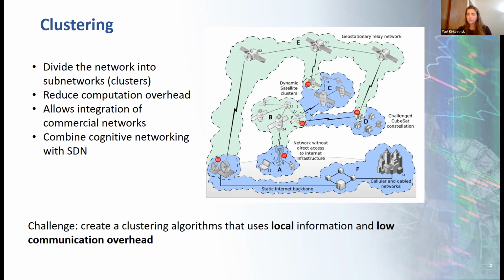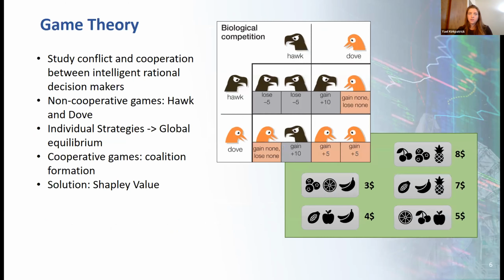So the challenge is to create a clustering algorithm that uses local information and low communication overhead in order to divide the network into clusters. So here I can introduce the idea of game theory. This is a branch in mathematics that studies conflict and cooperation between intelligent, rational decision makers.